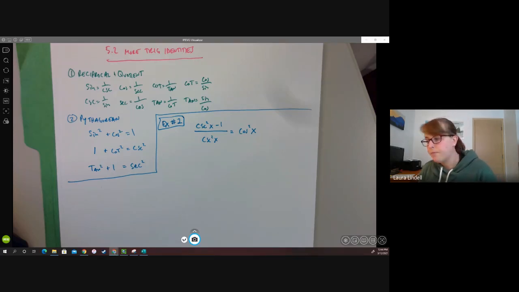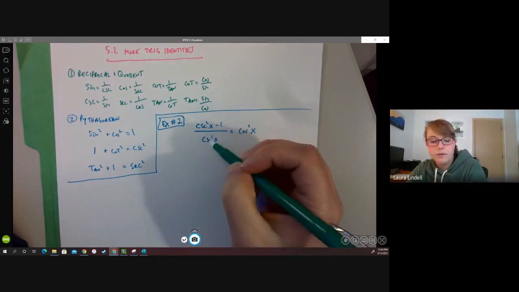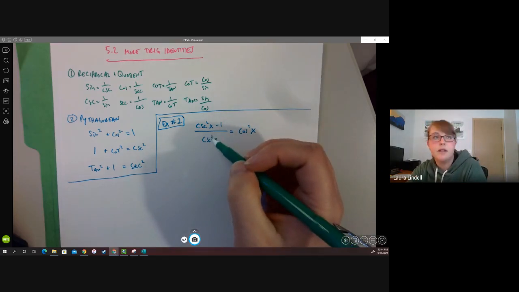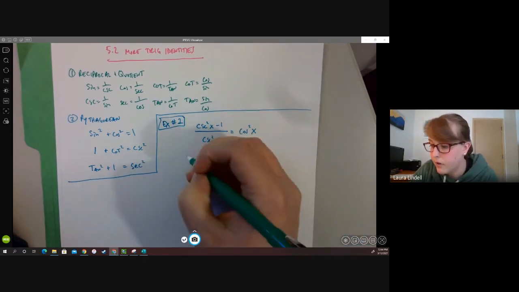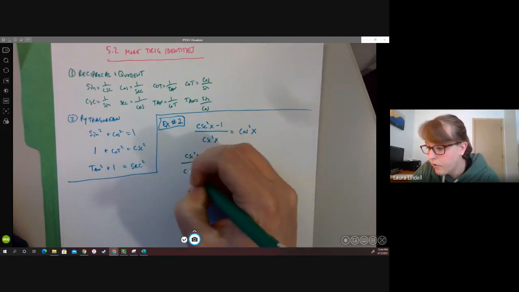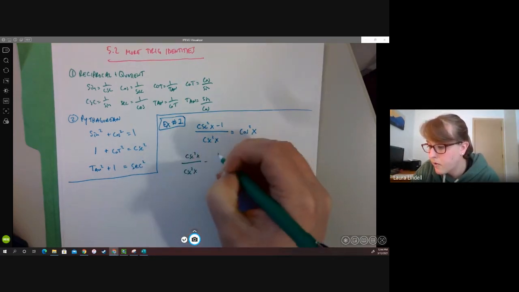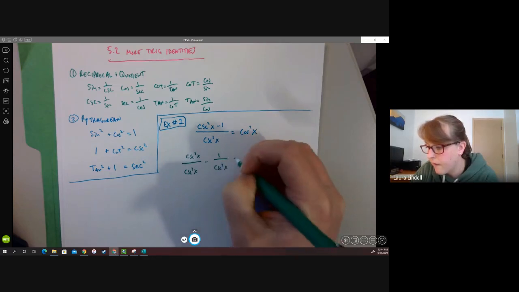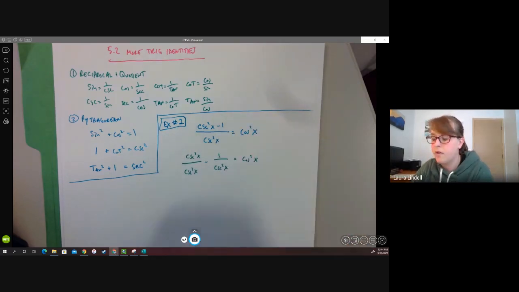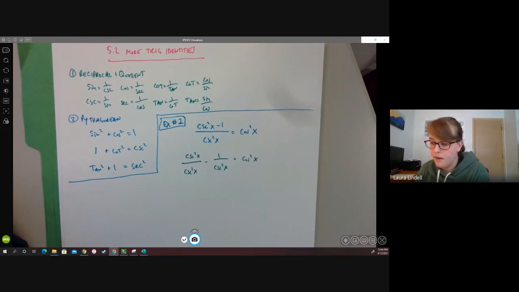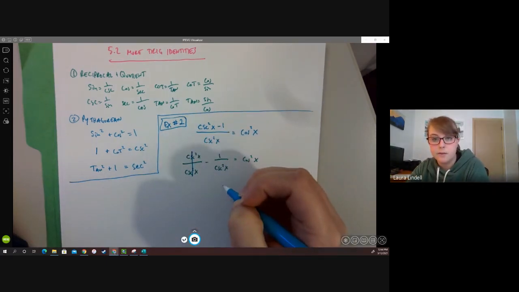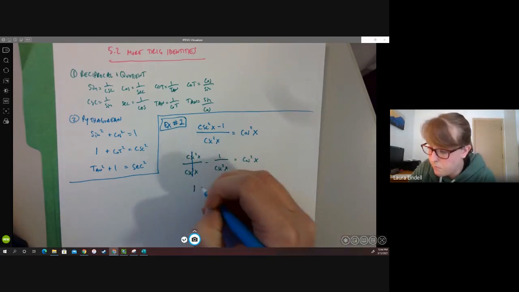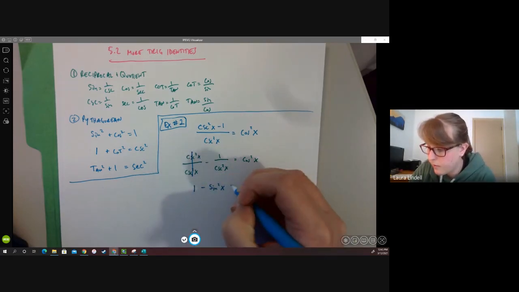But anyway, starting with this one, I would do something similar to what we did on number 7 on the homework that we had just been talking about. I would split the top. So I would turn this into cosecant squared over cosecant squared minus 1 over cosecant squared. Then we can notice that this is 1, and 1 over cosecant squared is actually equal to sine squared. So we get 1 minus sine squared.